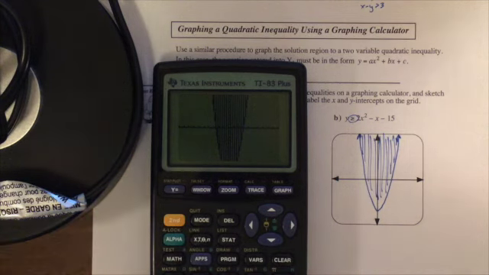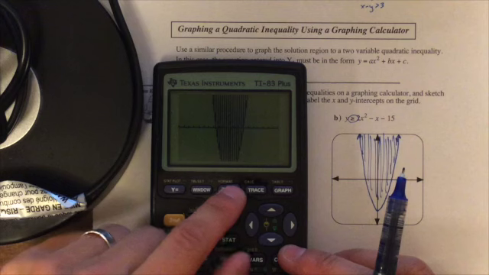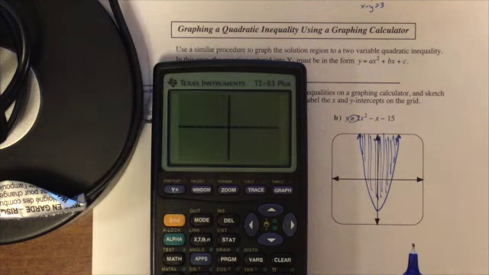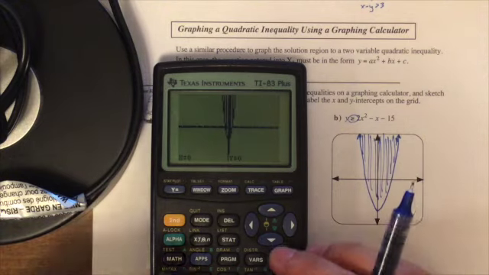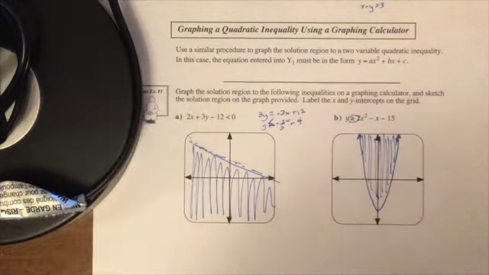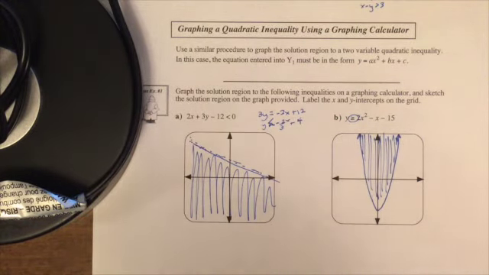All right, so that's what your graphs should look like. We could zoom out a bit to get a better picture here. There we go, so that's what we have graphed in our picture. All right, so that's it. That's graphing inequalities using a graphing calculator.